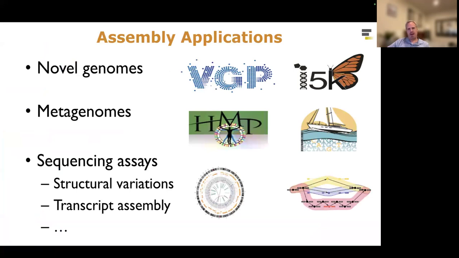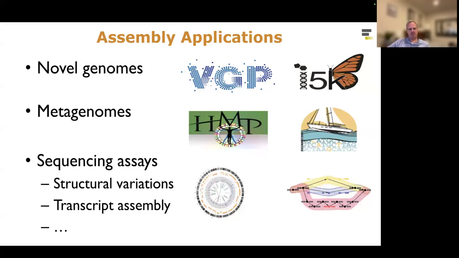Now, there are many different applications of genome assembly in the world today. A premier one is the so-called Vertebrate Genomes Project that aims to assemble a representative animal from every vertebrate species on the planet. There are more than 70,000 vertebrate species, so obviously this is a wildly ambitious project to develop reference genomes for all those different sequences that are out there.